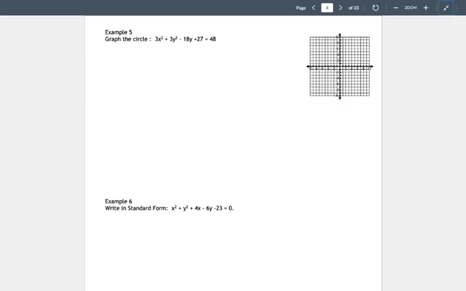Okay, on this example, if you're going to do completing the squares, you need the number in front of your x squared and your y squared to be 1. And if you'll notice, all of these terms are divisible by 3. So I'm going to start this off by, because I have an equal sign, I'm able to do this. I'm going to divide everything by 3. So that becomes x squared plus y squared minus 6y plus 9 equals 16. And now I can do completing the squares.